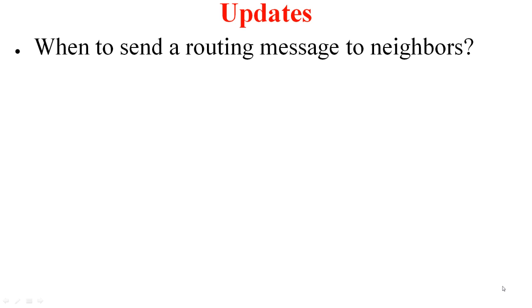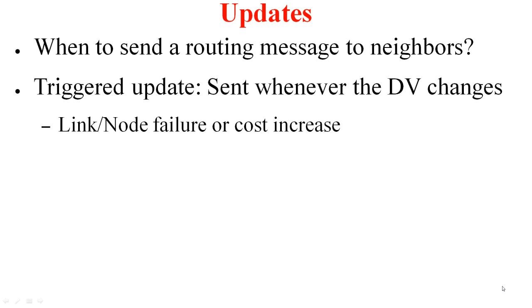Going back to the protocol, we have seen what messages are exchanged, the content of the message. Next, we have seen how a node acts once it receives a message. Now we will see when a node sends a particular message. What do you think? When should a node send a routing message to its neighbors? Naturally, whenever the distance vector, the routing table, changes, you need to inform your neighbors of the change in the metrics. So this happens whenever a link or node fails or the cost increases. These are called triggered updates.